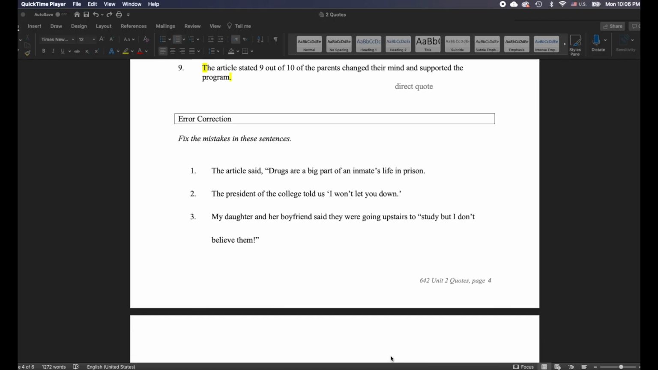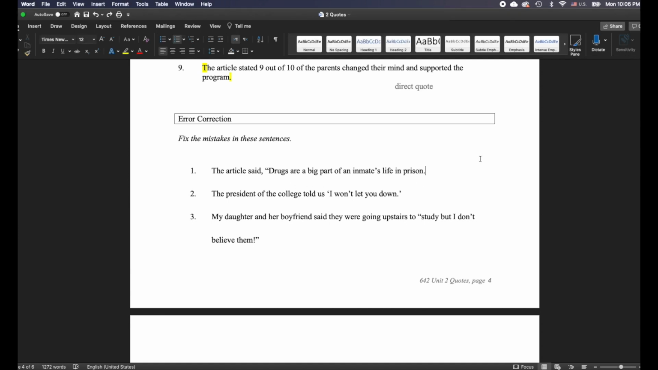It says, fix the mistakes in the sentences. Number 1 says, the article said, "drugs are a big part of an inmate's life in prison." What we're missing here is the second quotation mark. You see, when we start a quotation, we have to end it, so we have to have the new one. Number 2 says, the president of the college told us, 'I won't let you down.' Now, we are quoting him, but these are not quotation marks, these are apostrophes. So, we have to replace them with quotation marks. Remember that the quotation marks are 2, the apostrophe is just 1.